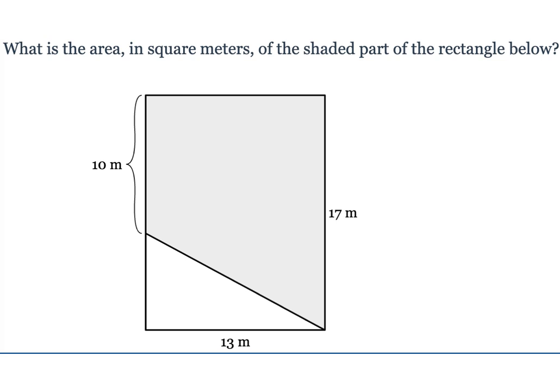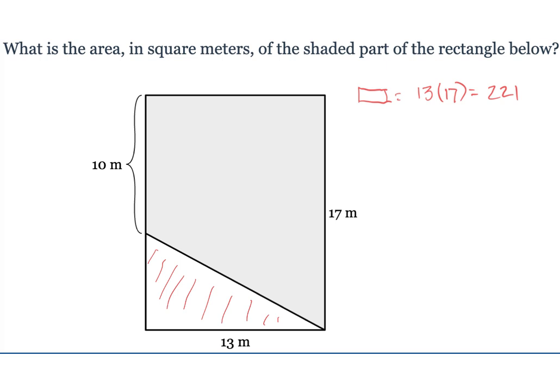Example 2 is also asking us for a shaded region area. This time it looks like a trapezoid, but if I don't remember how to find the area of a trapezoid, I can decompose this big rectangle into the trapezoid and a triangle. So if I find the area of the whole rectangle, that would be 13 times 17, which is 221.